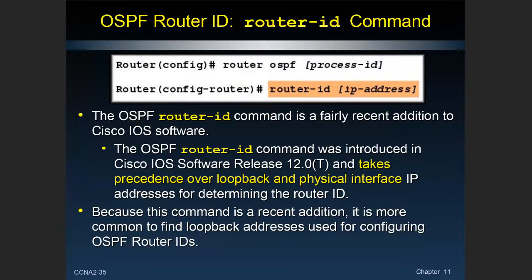And that would be that way of doing it. The currently recommended method is to manually specify it. Go say router OSPF 1. Then use the command from the config-router prompt, router-id, and that number you want it to be. So if this exists, it takes precedence over loopback and physical interfaces.